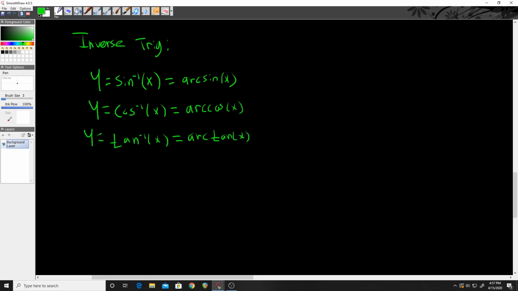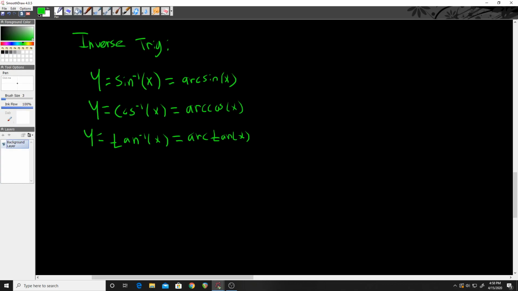These are the main ones that are used most frequently. There is an inverse cosecant, inverse secant, inverse cotangent, but these three are the ones that are used most often. And so yeah, let's go ahead and get into it.